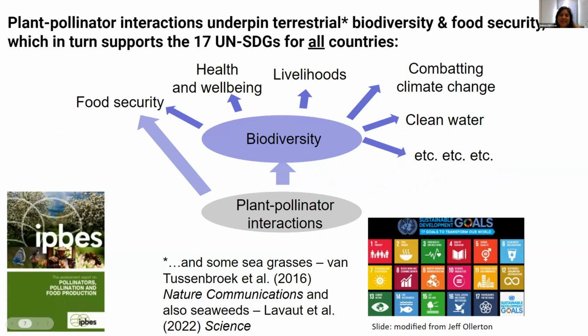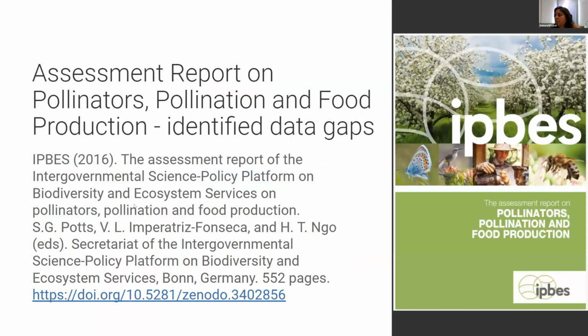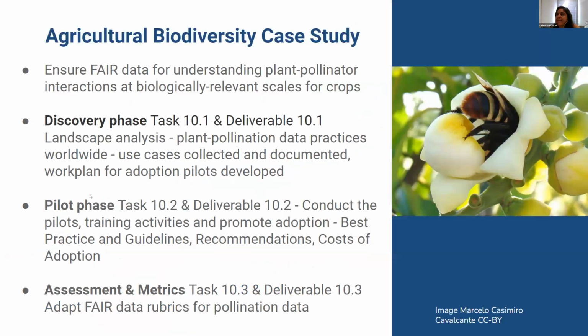So plant pollinator data is crucial to understand and maintain ecosystems, crops, and food production. And it's clear that it underpins the Sustainable Development Goals, which apply to countries worldwide. And also, it was the subject of one of the IPBES first major assessments. The IPBES assessment report on pollinators, pollination, and food production explicitly identified major data gaps. This is the assessment if you are interested.